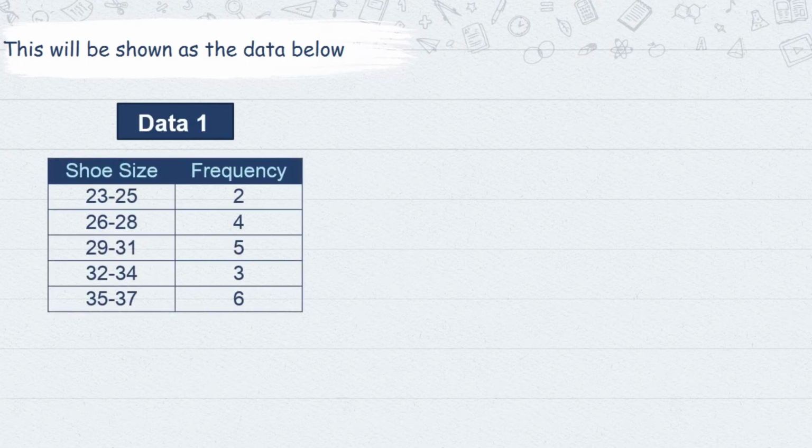Data number 1. The shoe size between 23 until 25, the frequency is 2. The shoe size between 26 until 28, the frequency is 4. The shoe size between 29 until 31, the frequency is 5. The shoe size between 32 until 34, the frequency is 3. The shoe size between 35 until 37, the frequency is 6.